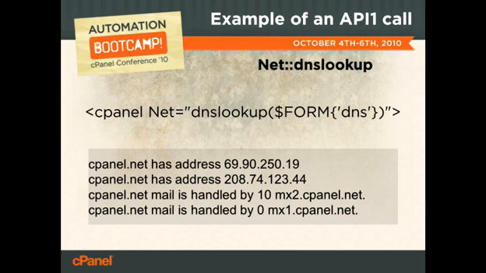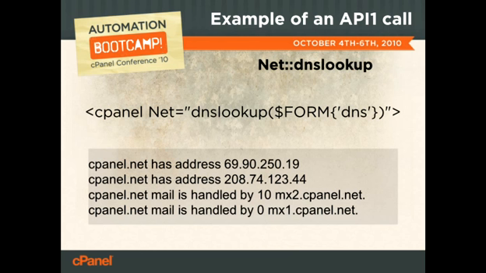And with net DNS lookup, we only have one parameter, which is the zone you want to look up. In this case, we use the form DNS to pull that in. Something important to note about this form variable is that it allows you to pull any information that's GET or POSTed to a page in cPanel and bring it into your page as a variable. Meaning that if you want to create a form that works with cPanel, you're going to have to use this on the page that receives that form to pull in that data.